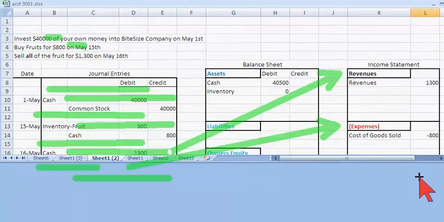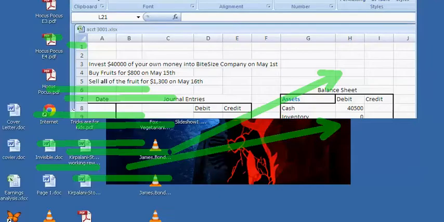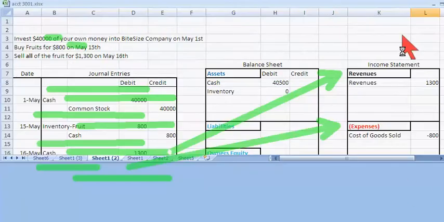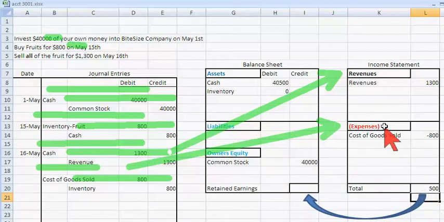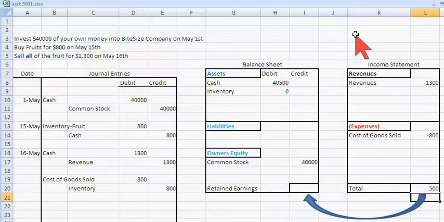Now this 500, oops, sorry about that. I don't know what just happened. Okay, this 500 we can move it over into retained earnings. And if we check our assets, 40,500 does equal our liabilities and owner's equity, 40,500. And we did this correctly. Cool? Any questions? Let me know.